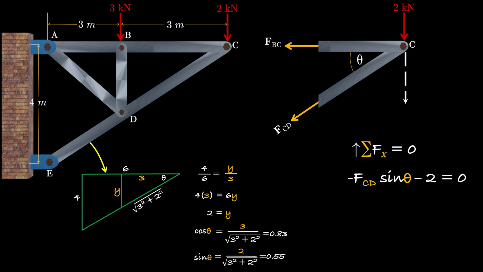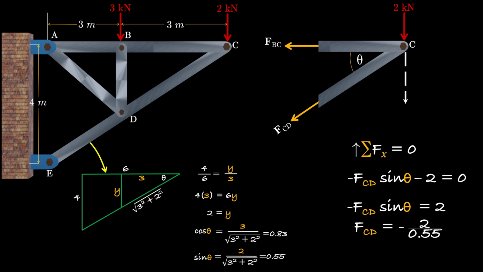Now it's a matter of finding the value of FCD, right? So we're going to start by putting 2 to the other side. Now we have to divide both sides by negative sin theta, so that we're left with FCD. And sin theta, as we said, is 0.55. So now we have 2 over 0.55. So if we simplify, we're going to get FCD, but the answer is going to be negative.